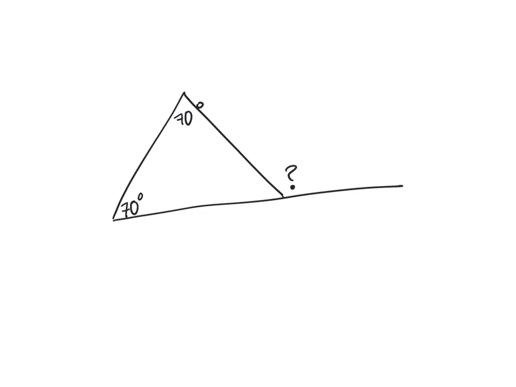In this problem, we have a triangle, and we are trying to find a particular angle formed by this triangle and a ray. What I've done here is I have extended the bottom side of this triangle, and the angle that's formed with that ray and the outside of the triangle is called an exterior angle. And I want to know, what is the measure of that exterior angle?